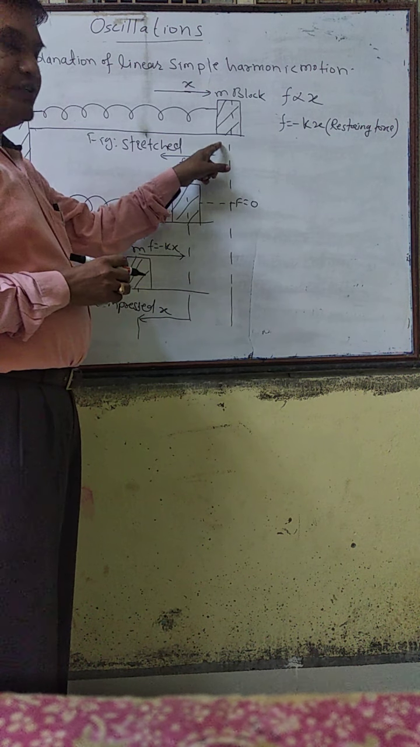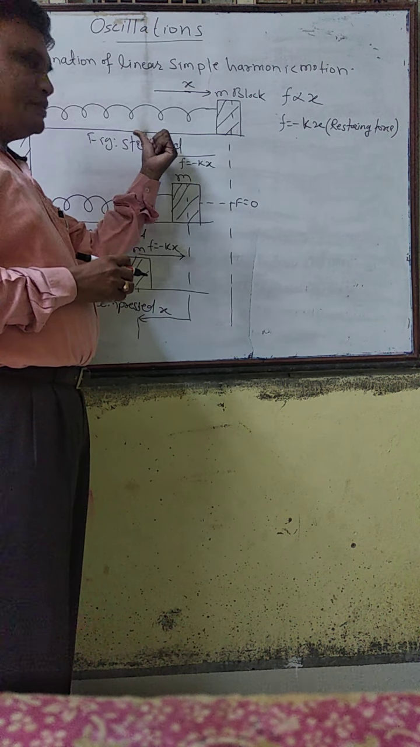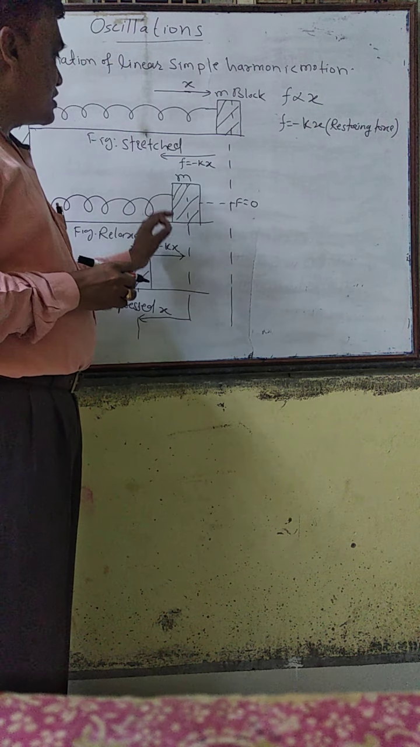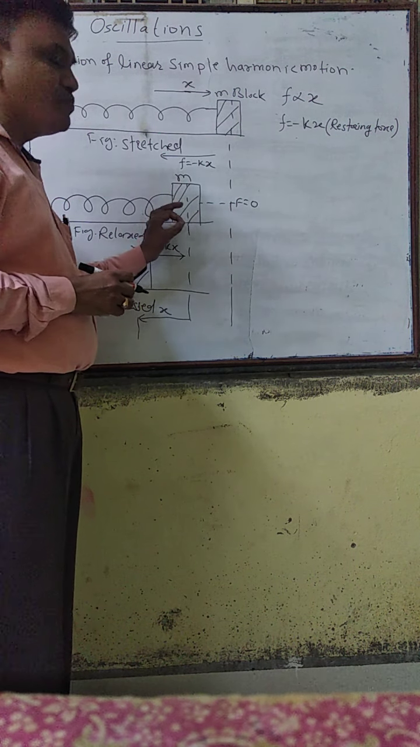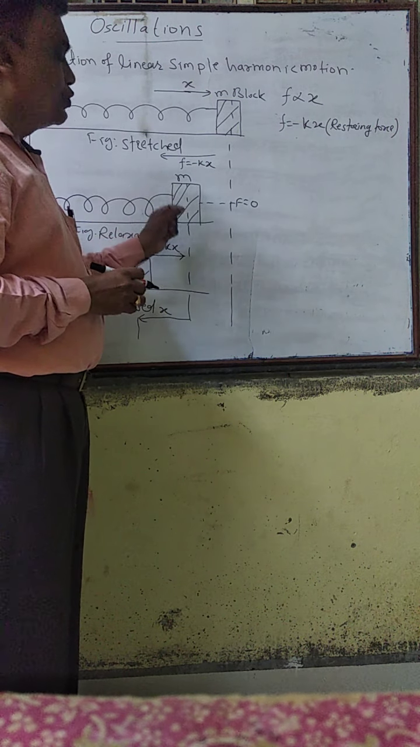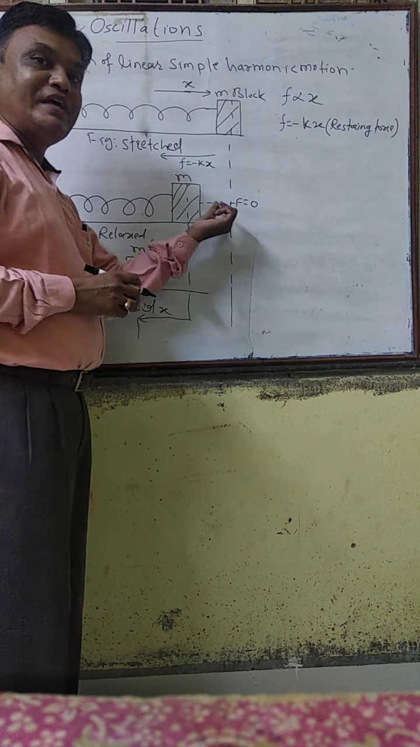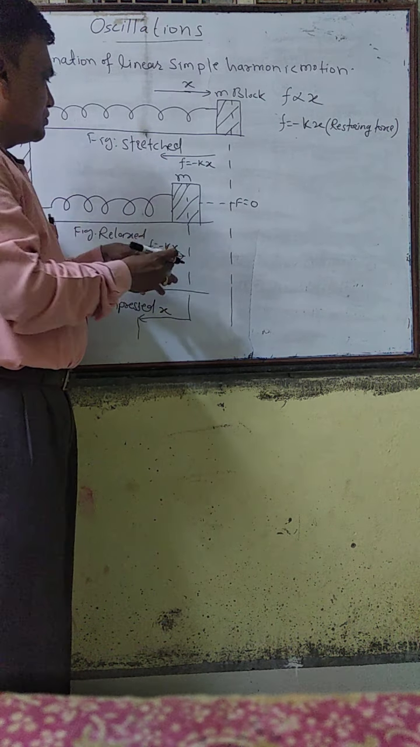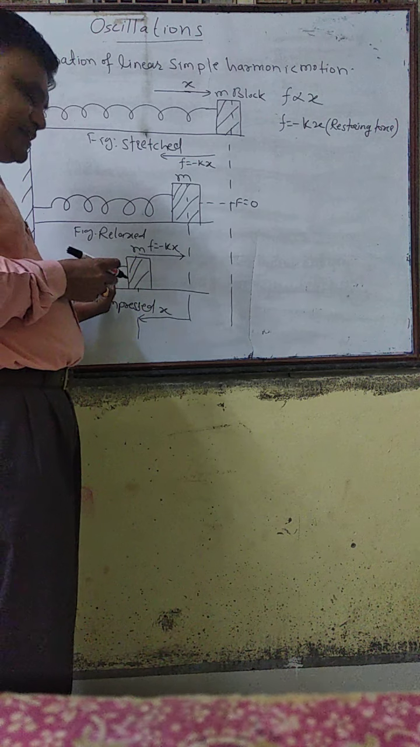When this block is at this position, a force acts on the block due to the spring towards the left. Now this block moves towards the mean position, but it does not stop at the mean position. Why? Even though the force is 0 at the mean position, the block does not stop, due to its velocity. It has maximum velocity at the mean position. Due to that, the block moves beyond the mean position toward the left, and the spring becomes compressed.